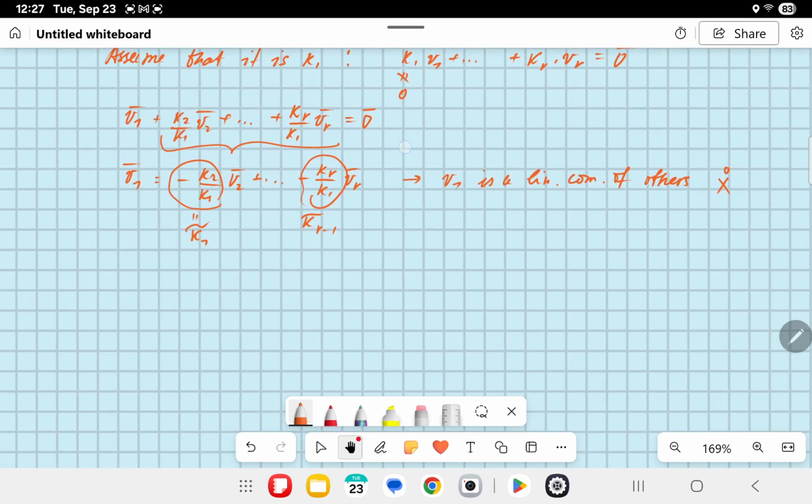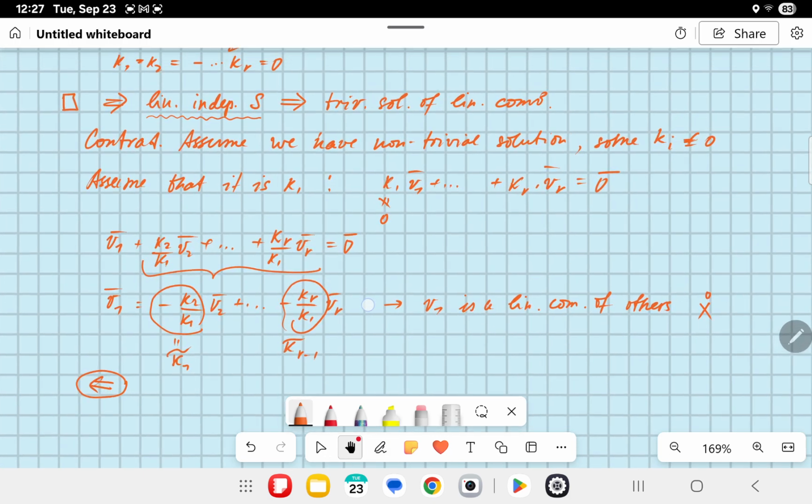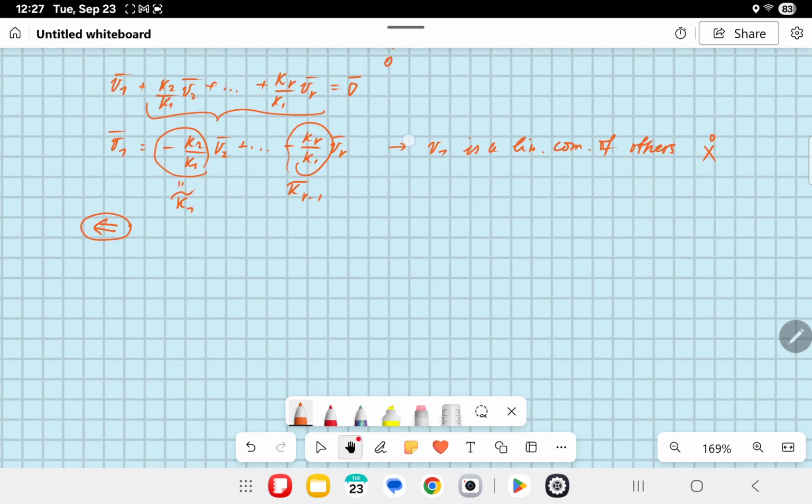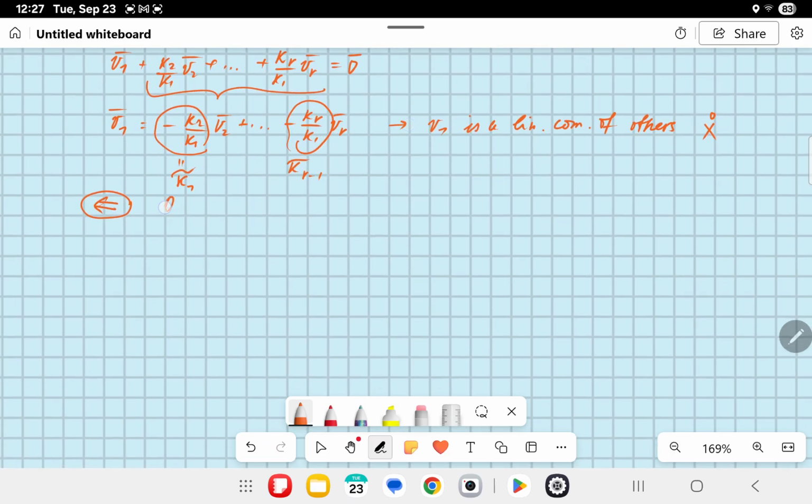Okay, good. We are going to move backward. Backward means that, let's say, there is only the trivial solution to the linear combination, and we need to show they are linearly independent. So I'm going to write it down: only trivial solution. Then that's going to be the opposite direction. So I put trivial solution first, then linearly independent.